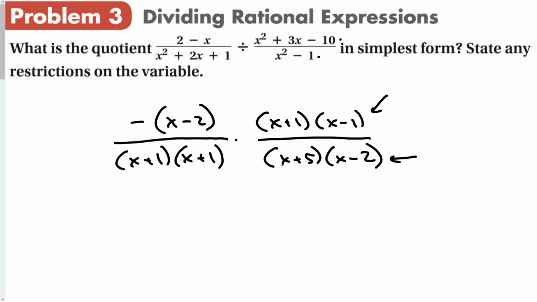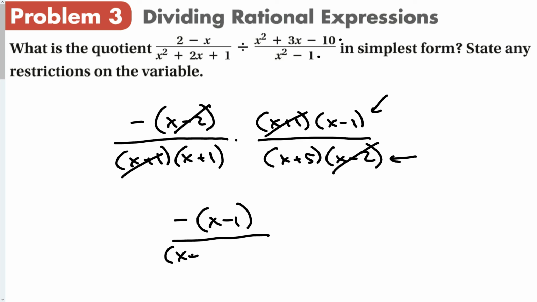These are in the denominator now, so this cancels with this, okay? Just because it went to the numerator before doesn't matter when we cancel. It only matters when we talk about the restrictions on the variable. One of these x plus 1s cancels with one of these, and so our answer is negative x minus 1 over x plus 1 times x plus 5.